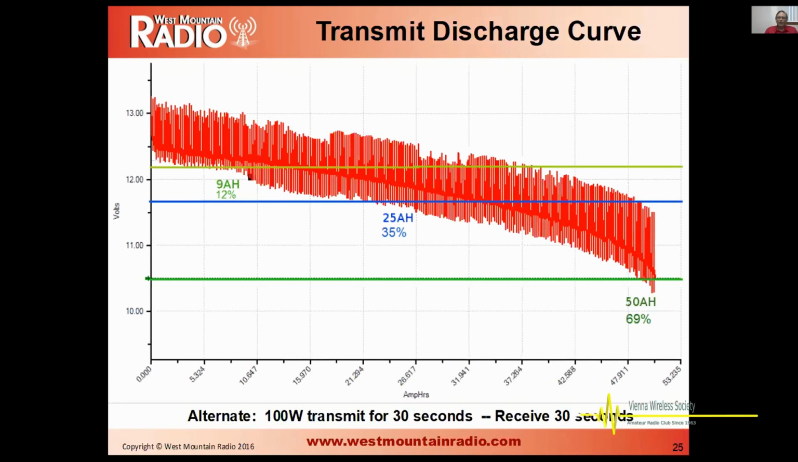This is that same chart, but this time what I did is I simulated transmit and receive. I transmit for 30 seconds, receive for 30 seconds, go back and forth like that. Now you can see every time you transmit, the voltage drops down. So that makes this chart a lot worse. That 11.7 volt line is now at 35%. So you're only getting a third of the energy out of your battery that's stamped on the battery. This is just something you have to be aware of when you buy the batteries and you realize how long you tend to use them and what the battery is rated for.